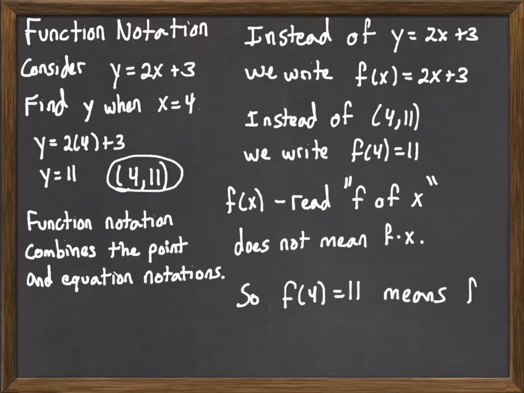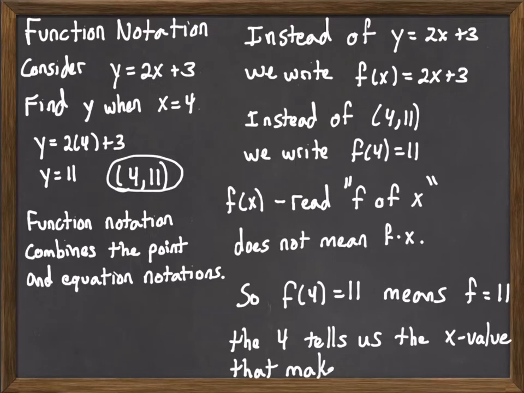So f of 4 equals 11 means that f is equal to 11. We don't divide by 4. The 4 is there just to remind us in the equation notation that the reason that f is 11 is because x is equal to 4. That's all that 4 is telling us. It's telling us the x value that causes f to be 11. Or in a supermarket, it's the barcode that led to that price of $11. Okay, so that's the idea of function notation and how it works.